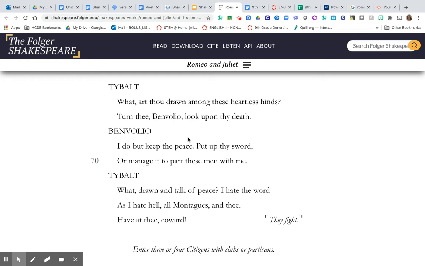This is an example of blank verse. It's really important because this is the setting up of the conflict of the entire play, the feud between the two families. So Shakespeare wants you to pay attention. So he gives it specific syllables, specific meter, the length of the lines, but it doesn't rhyme. So it's not that high emotion piece that we're going to see later.